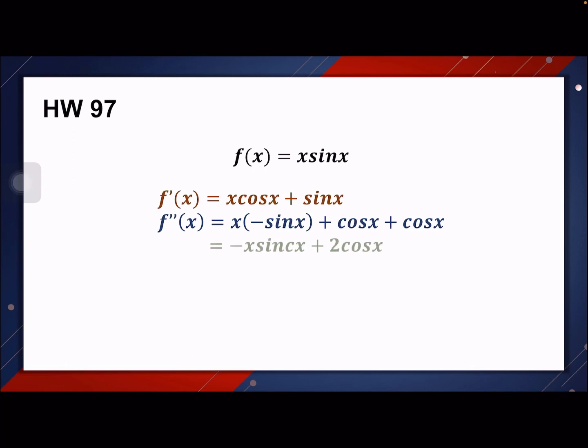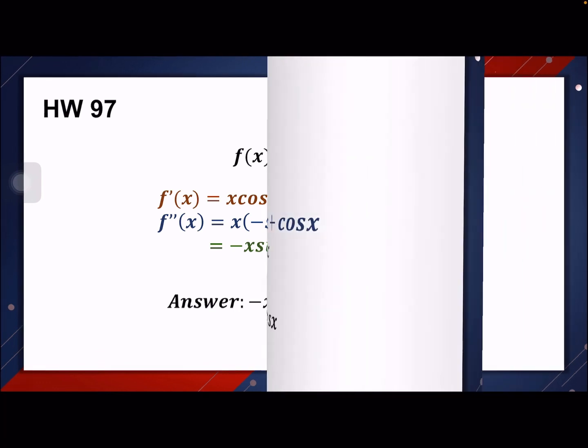We first apply the chain rule. Then to find the second derivative, we need to apply the chain rule again. So the answer will just be negative x times sine x plus 2 cosine x.